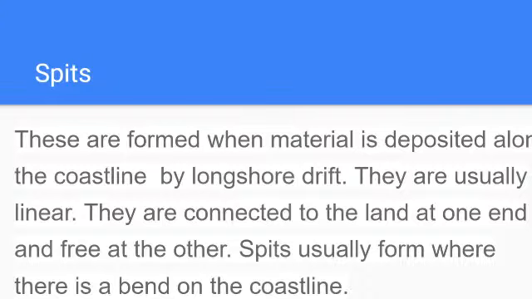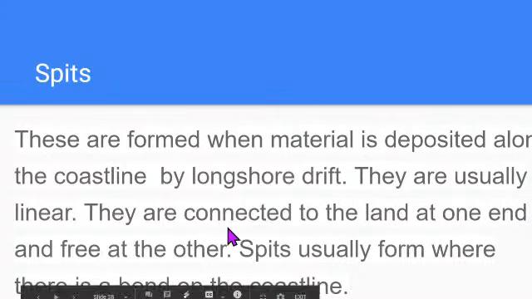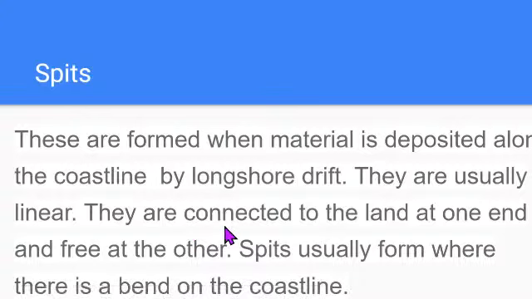So we're back at spits. Let's just see if we missed out anything. They're usually linear, connected to the land at one end, and they are free at the other. This is important for you to remember as well, because we have another thing. We're going to tell you the name in a little bit, and I'm going to show you as well. We have another one that extends just the same, but it may connect to another island. If it connects to another island, then it is no longer called a spit. It is called something else, which is a tombolo.